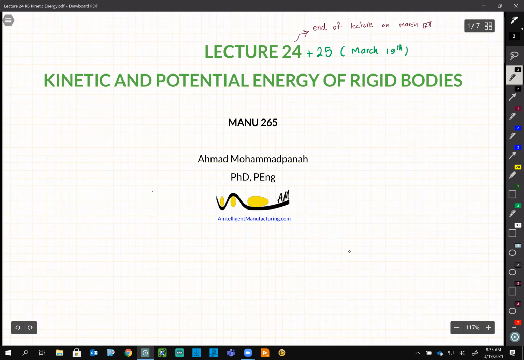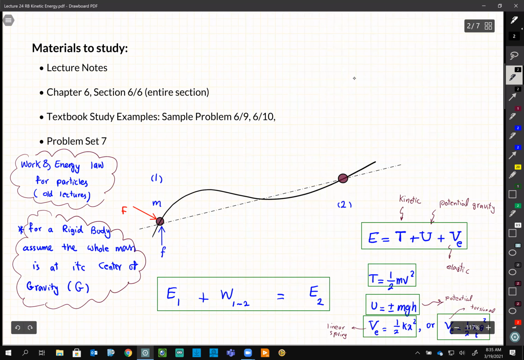Okay, so let's get back to our lecture 24, which was last lecture, which now we continue as lecture 25 today. It was a topic on energy. To refresh your mind, we rely on this big formula here, which is the law of conservation of work and energy. It says whatever energy you have at point 1, you do some work on it and you get to point 2, this relation should hold.